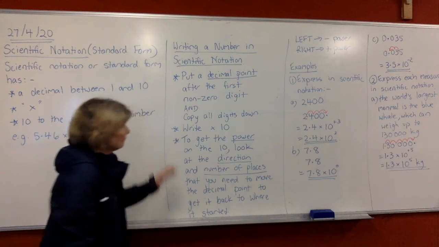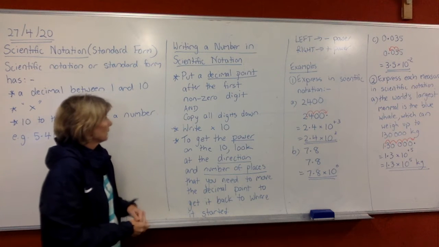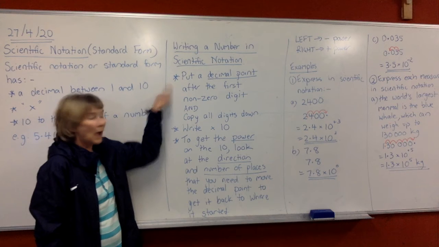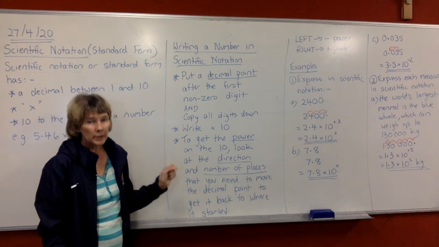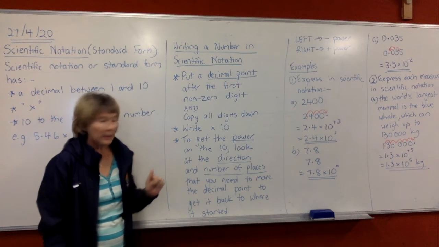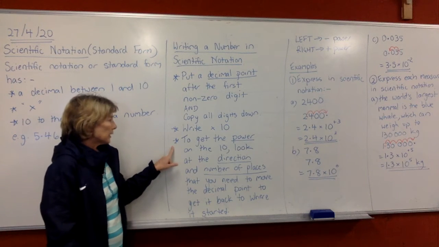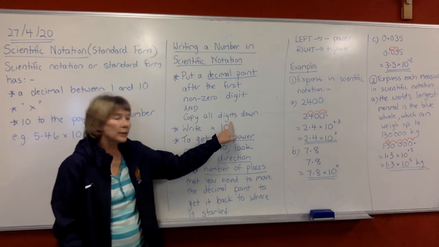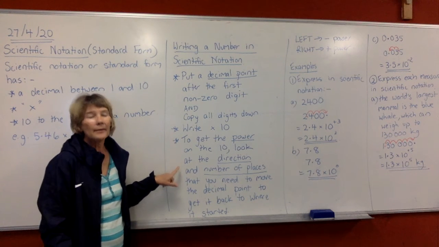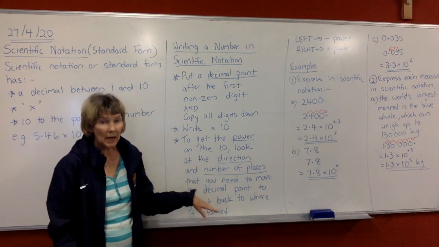So the first thing we're going to learn is how to write a number in scientific notation. So these are the steps we're going to go through. We're going to put a decimal point after the first non-zero digit. Then we're going to copy all the other digits down. Don't leave anything out. Then we're going to write times 10. Then we're going to try and get the power that goes on that 10. To do that, we look at the direction and the number of places that we need to move that decimal point to get it back to where it started.